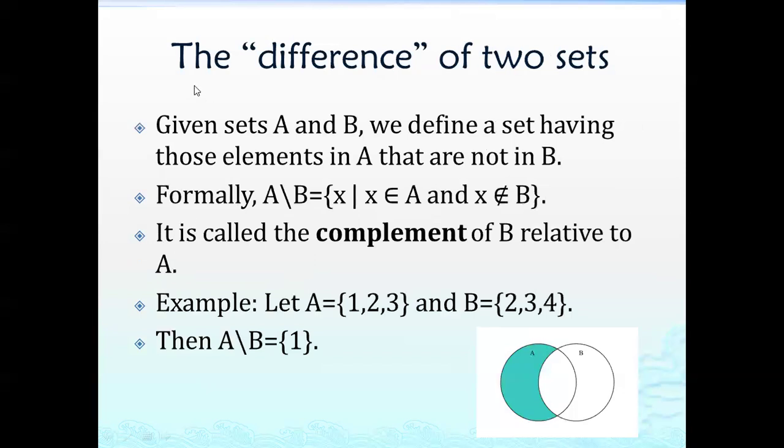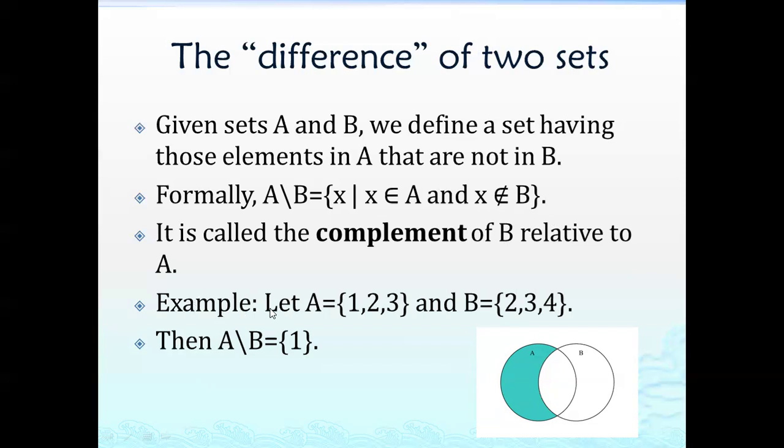Now let's talk about the difference of two sets. Given sets A and B, we define a set having those elements in A that are not in B. Formally, we write that A \ B is the set of all x such that x belongs to A, but x does not belong to B. It's called the complement of B relative to A.